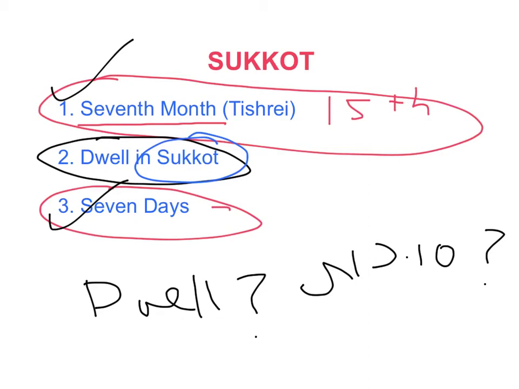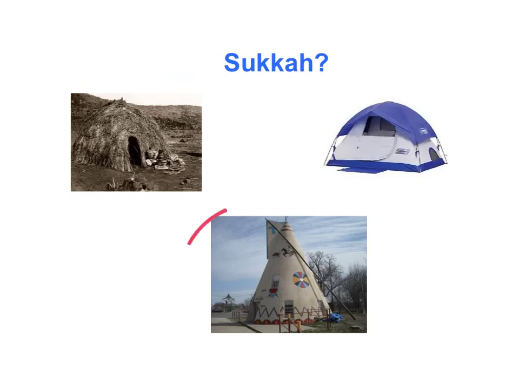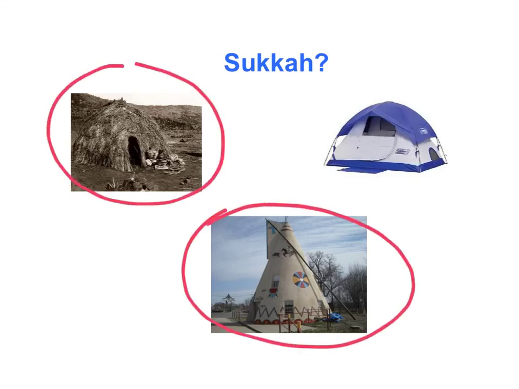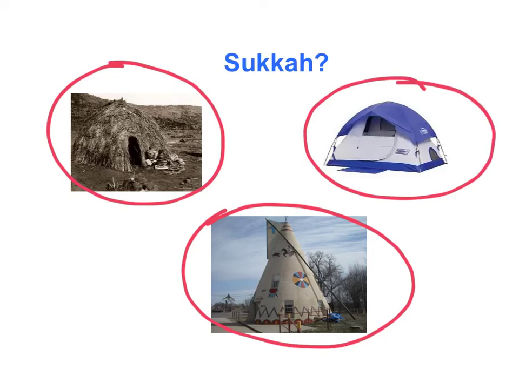Are there any details? Can they be any size or any shape? Can you use a teepee as a sukkah? Well, that's a hut. What about one of these old school huts or one of these camping tents? Those all could qualify as sukkah. How am I supposed to know exactly what a sukkah is? Maybe this is good, and this one's good, and this one's good. That's a possibility. But how am I supposed to know?